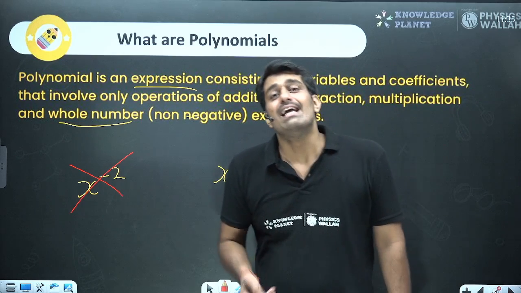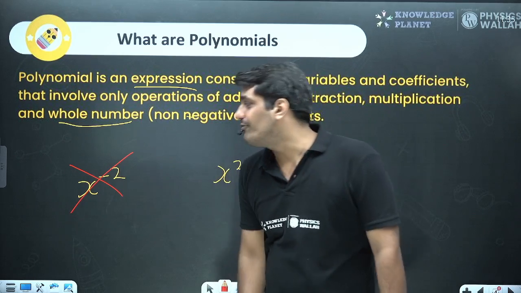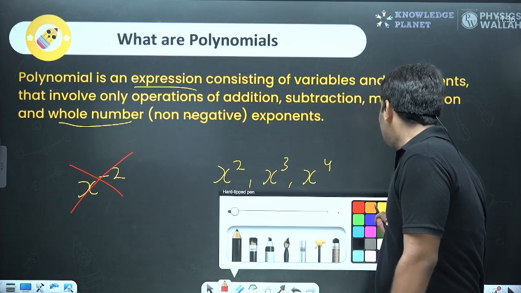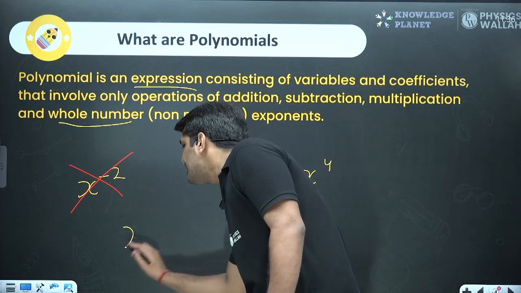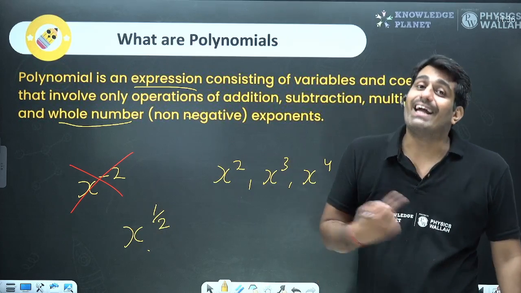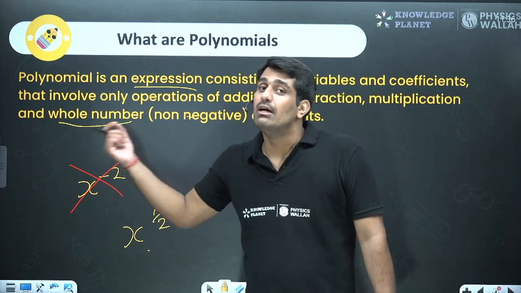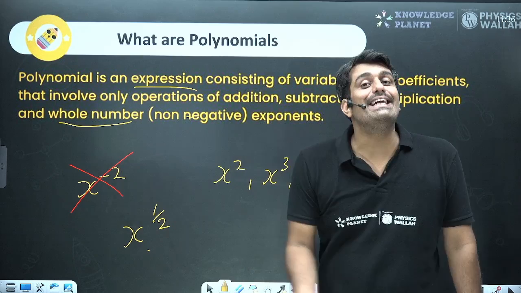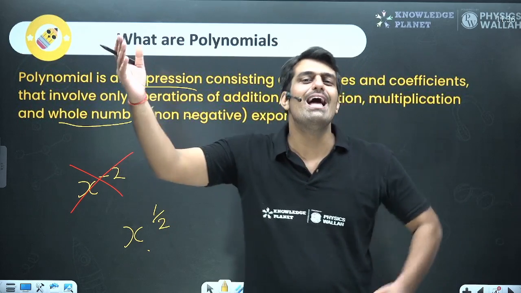Other than that, if I write over here x raised to the power 1 by 2, what about this one? Again the same case. Is it a whole number? No, it's not a whole number, it's a rational number. The difference between whole and rational number.